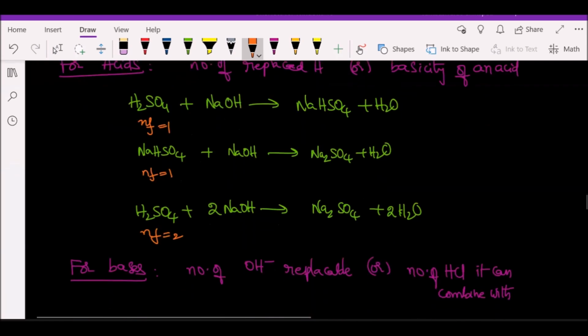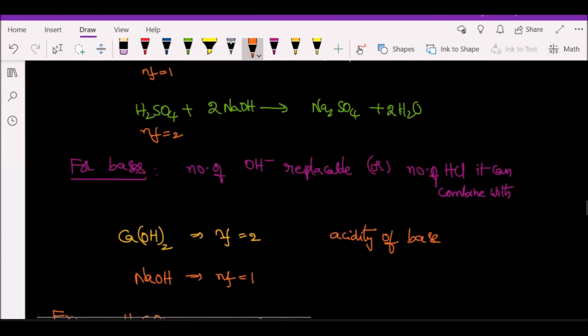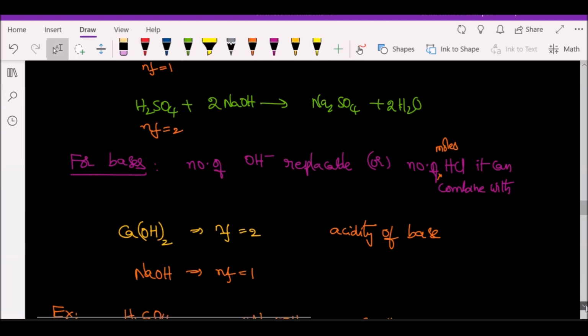Mr. Rahul Rao already said this about bases. The number of OH minus replaced, or the number of moles of HCl it can combine with, we take as the acidity of a base. The one above is the basicity of an acid and this is the acidity of a base. For Ca(OH)2 the value is 2 and for NaOH the value is 1.